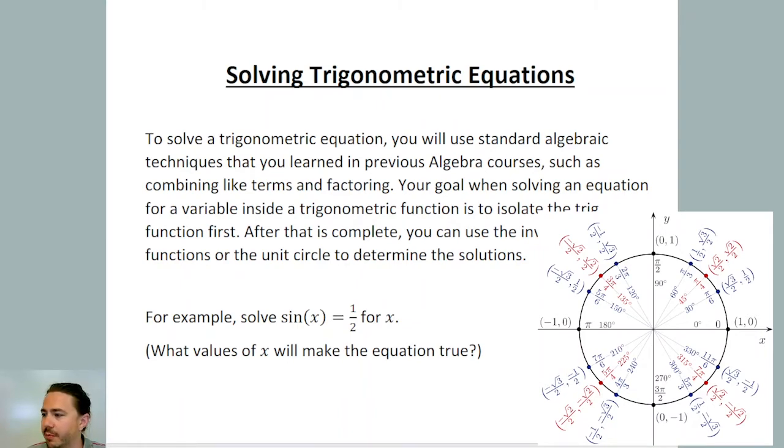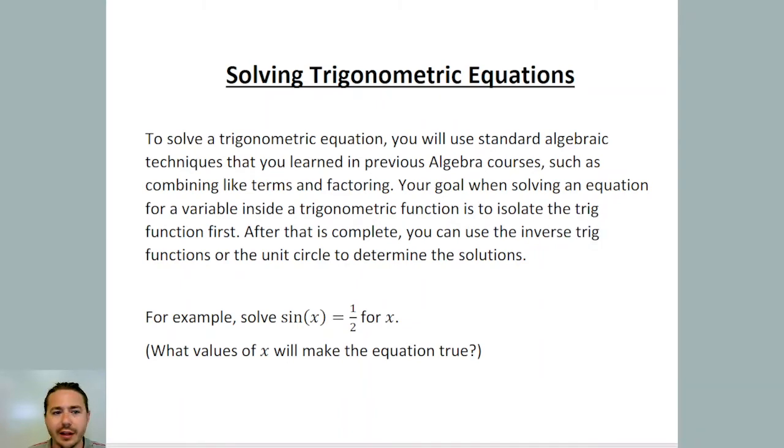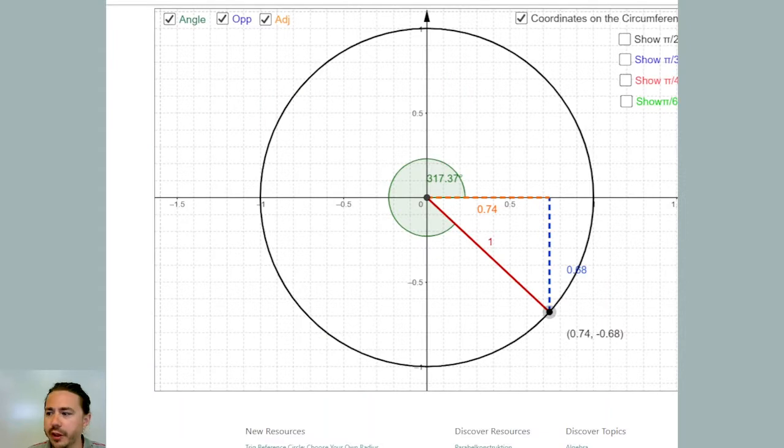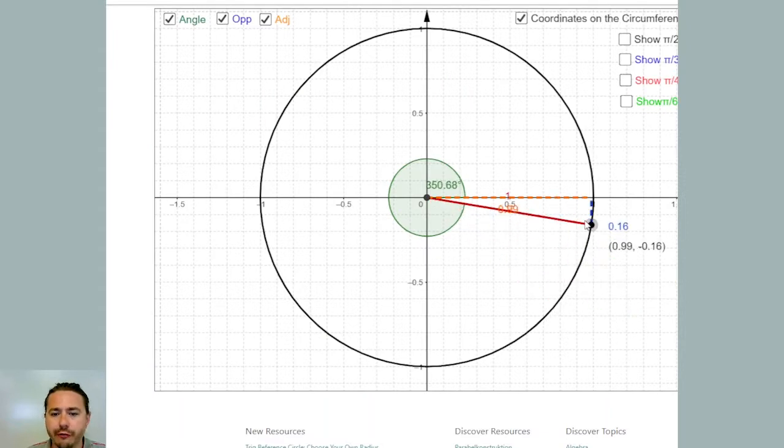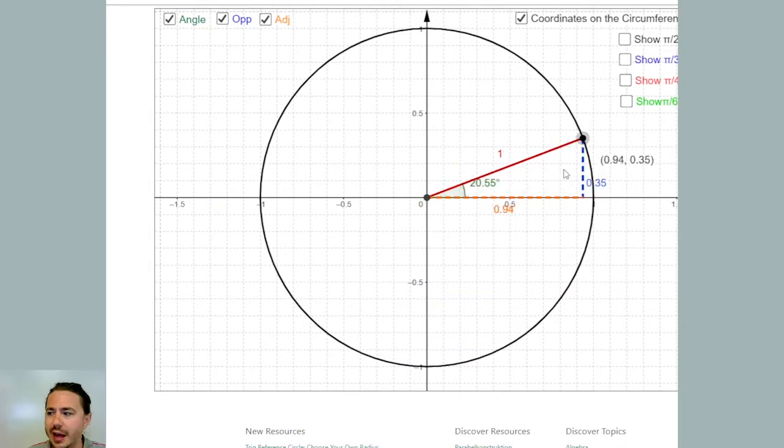I can't really mark on this little picture over here, so I'm going to hide that for now and bring up this interactive unit circle. And what we're looking for is, since remember sine is opposite over hypotenuse, and the hypotenuse is 1, we're really just looking at the opposite side, and we're waiting for this y value over here to become 1/2, and we're interested in what the angle measure is.